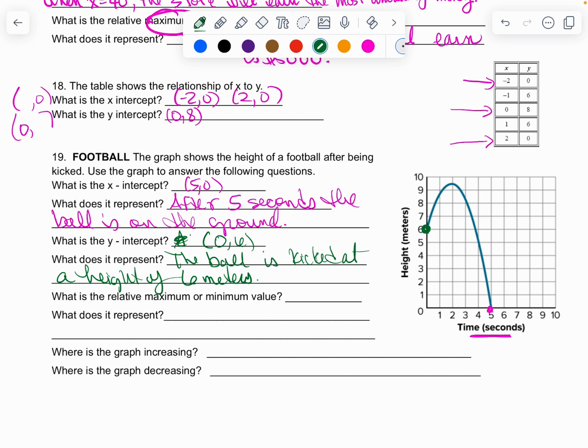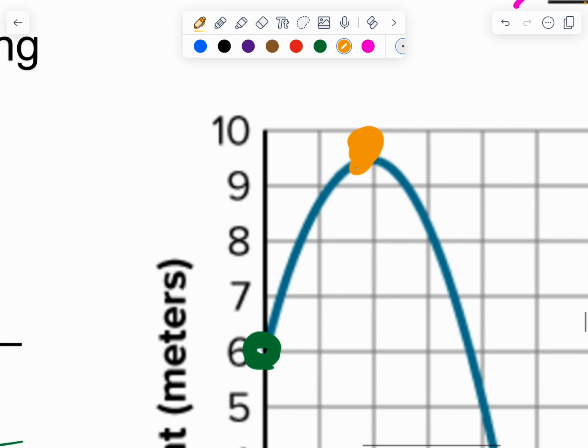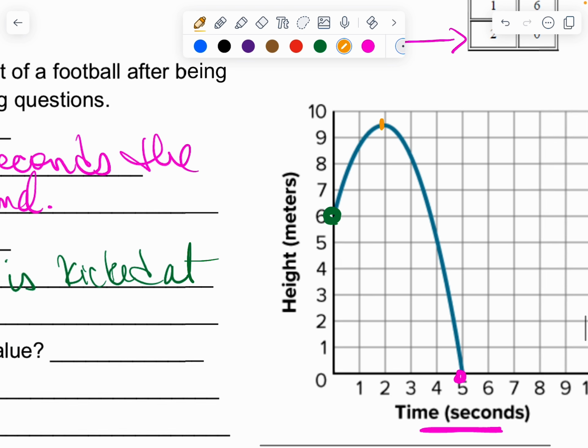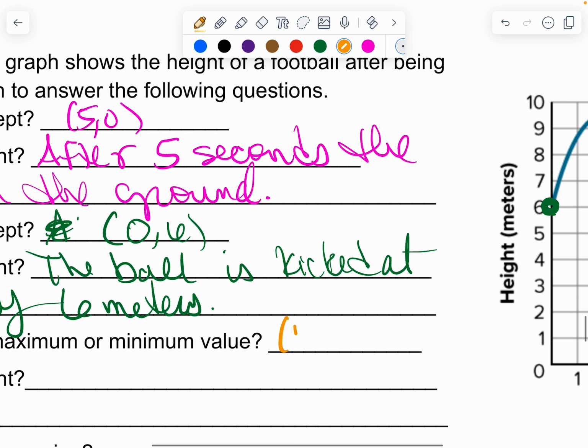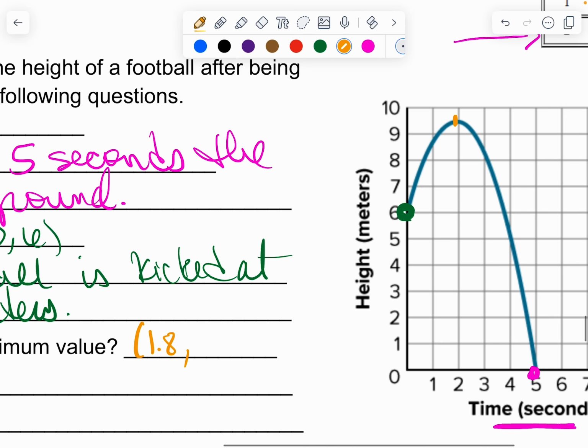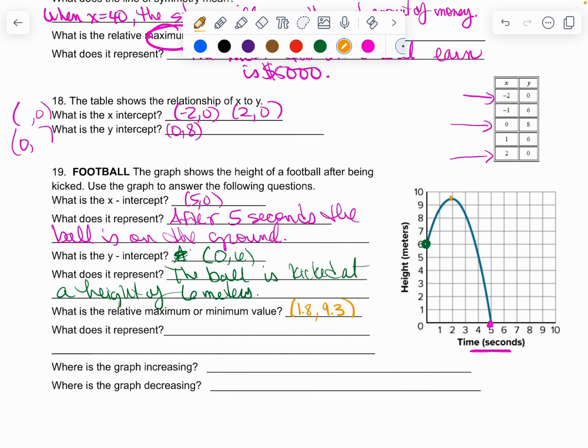What is the relative max or min? It's really the total max, but this book is weird. So now let's look at that. I just did that. So really the max is probably about right here. It's not quite on that dot. So I'm going to say at 1.8, comma 9.3. These are just estimations.